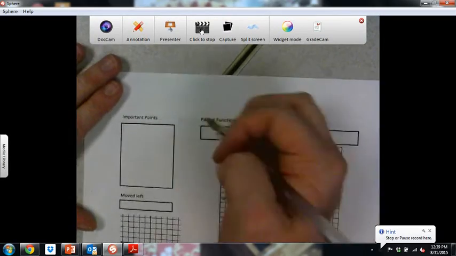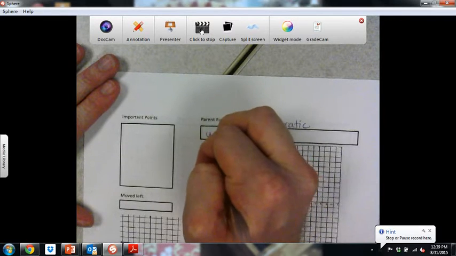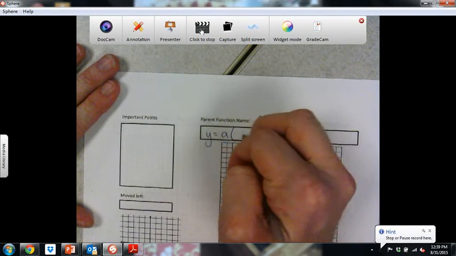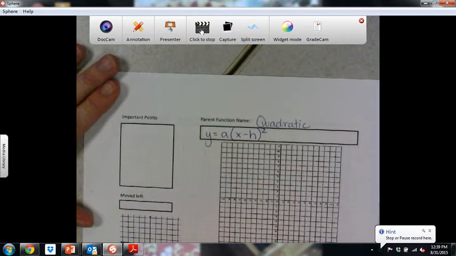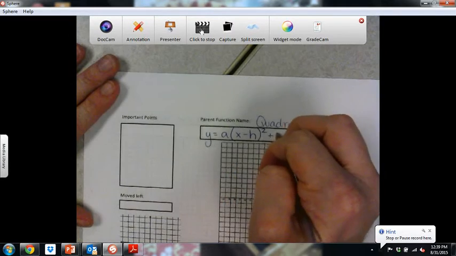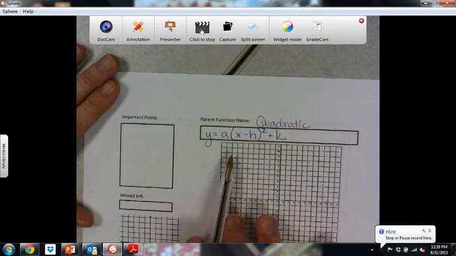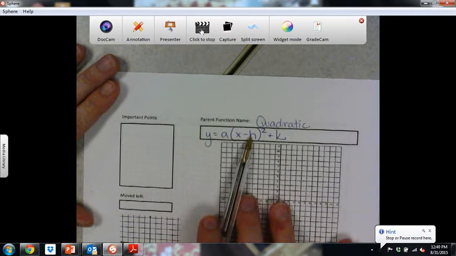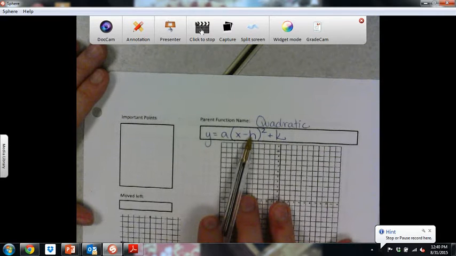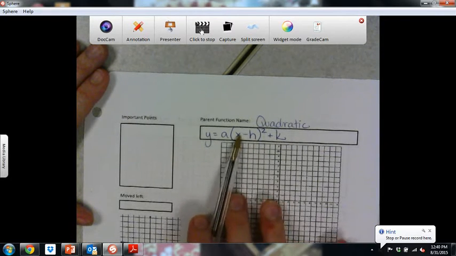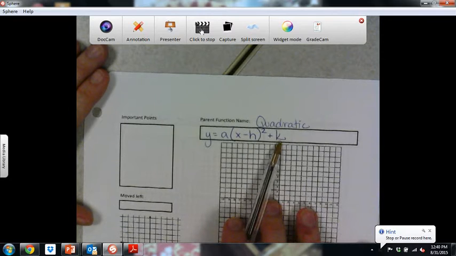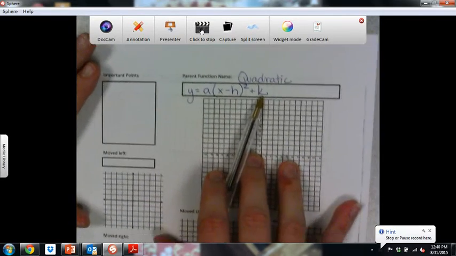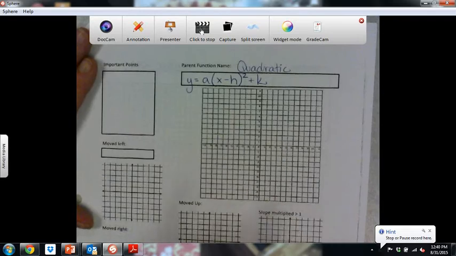The quadratic function is of the form y equals a times x minus h quantity squared, and the squared is what makes it quadratic, plus k. If I subtract something on the inside of the parentheses here, I'm going to be moving to the right. If I add inside here, I move to the left, and then the k causes me to move up and down. So let's talk about what the quadratic function really looks like.